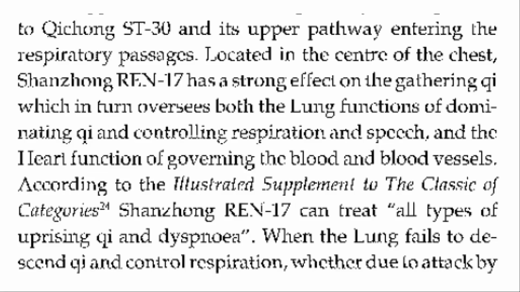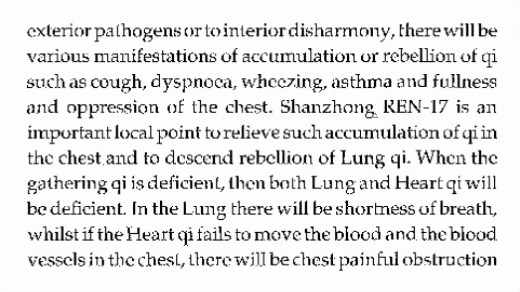According to the Illustrated Supplement to the Classic of Categories, Ren 17 can treat all types of rebellious qi and dyspnea. When the lung fails to descend qi and control respiration, whether due to attack by external pathogens or to interior disharmony, there will be various manifestations of accumulation or rebellion of qi, such as cough, dyspnea, wheezing, asthma, and fullness and oppression of the chest. Ren 17 is an important local point to relieve such accumulation of qi in the chest and to descend rebellion of lung qi.